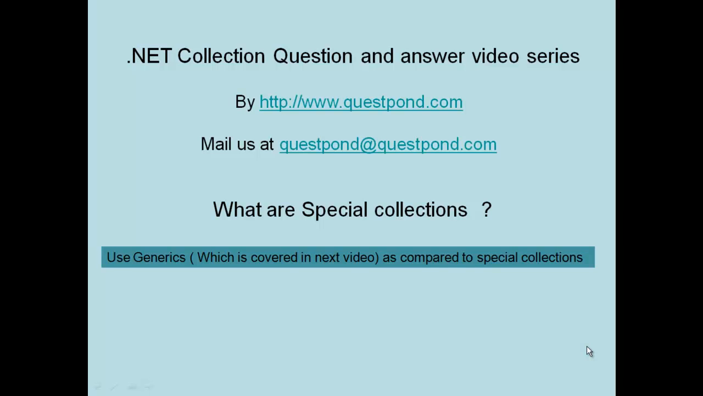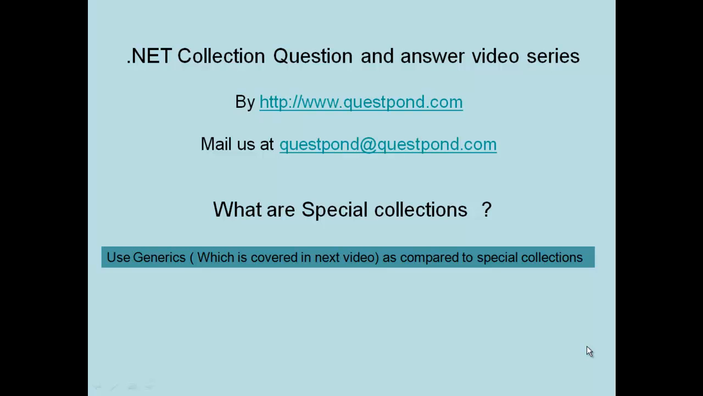Till now we have seen index-based collections like arrays and array list. Then we have seen key-based collections like hash tables, and in the previous video we have seen prioritized collections like stack and queues. Now here's a very special collection called special collections. Special collections are nothing but tailored .NET collections for a specific purpose.